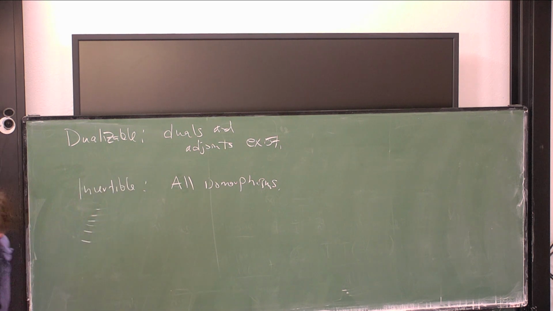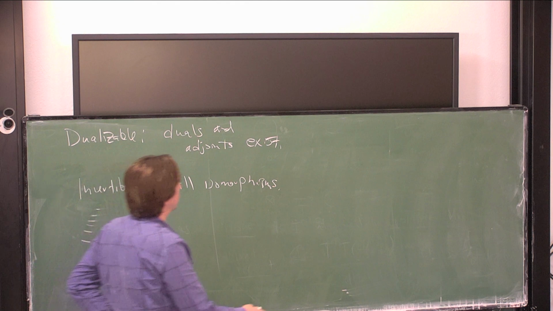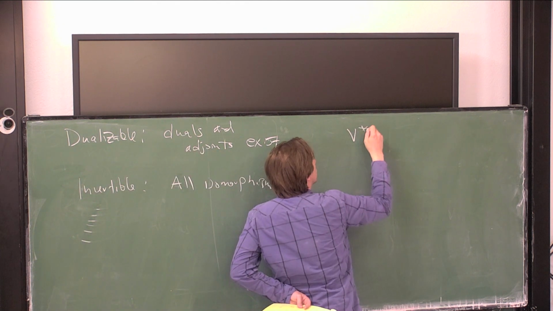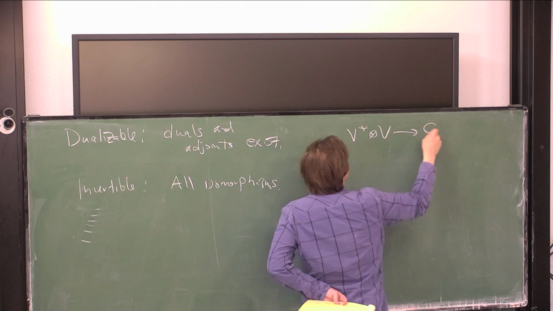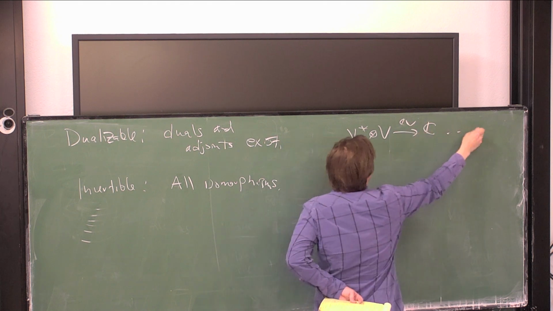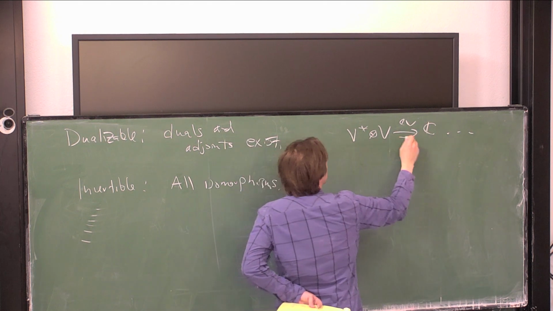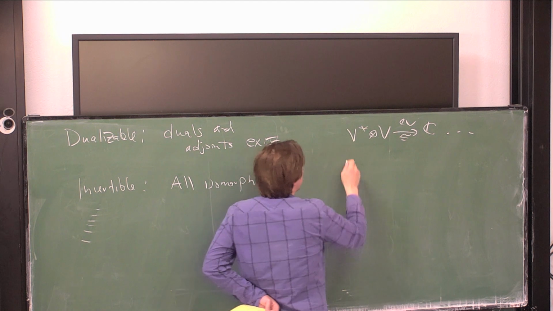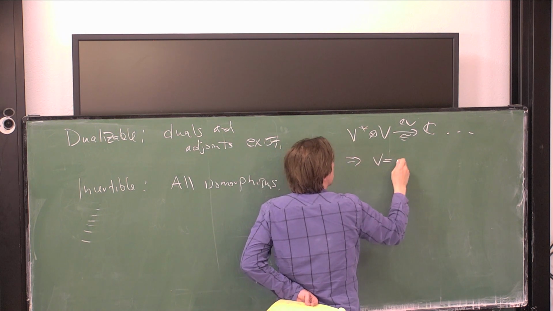So what I mean by that, for instance, is that a vector space is dualizable if V dual tensor V has a map to the unit called the evaluation with some properties. It's invertible if this is an isomorphism, which is to say that V is one-dimensional.